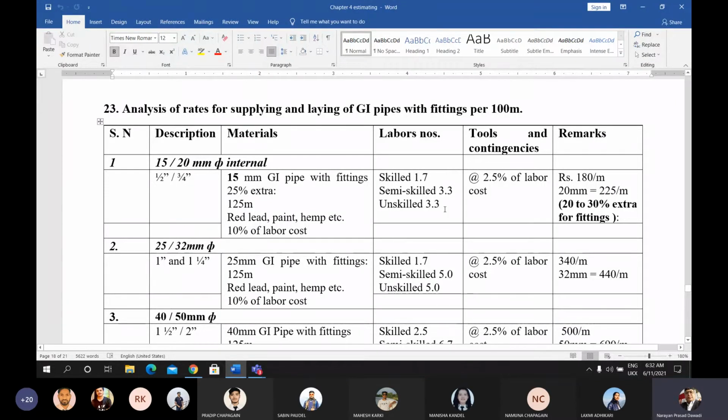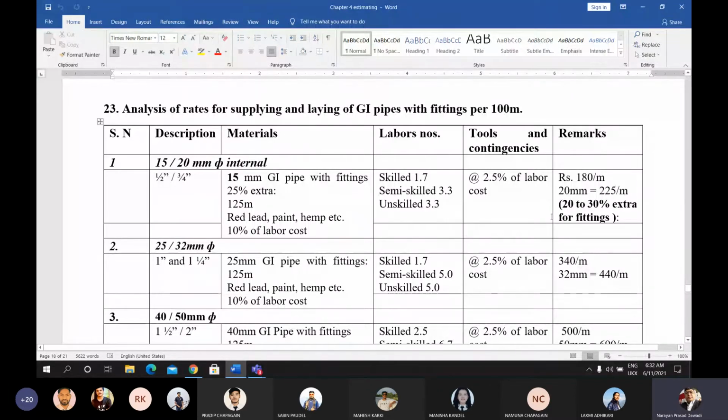Now, 2.5% of labor cost can be used for the tools, plants, and contingencies. Okay, tools and contingencies you can provide 2.5% of the labor cost for the GI pipes. And the rate of the 15 mm diameter GI pipe is 180 per meter, and for the 20 mm diameter is 225 per meter.